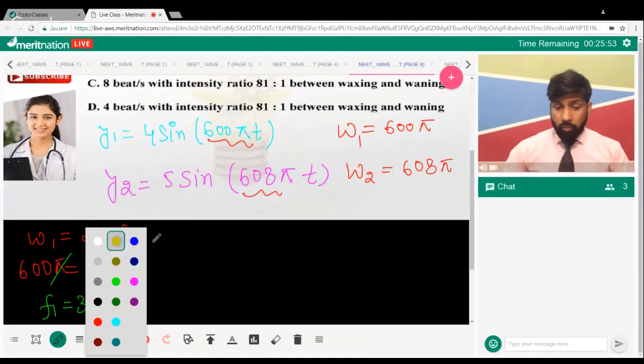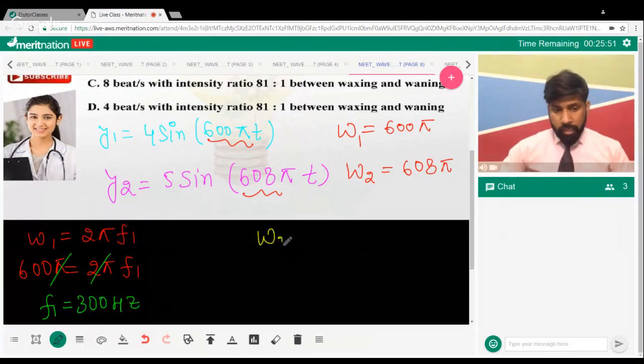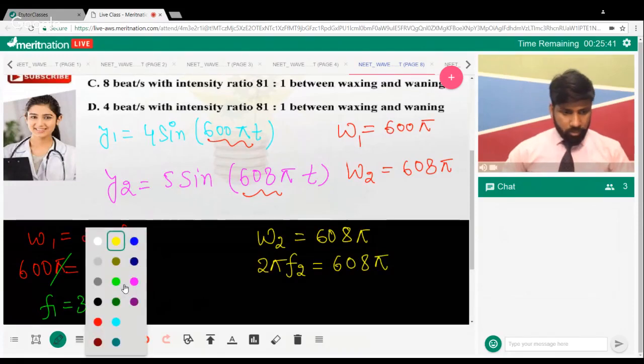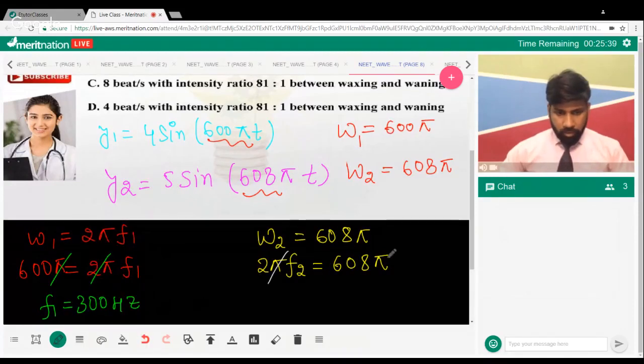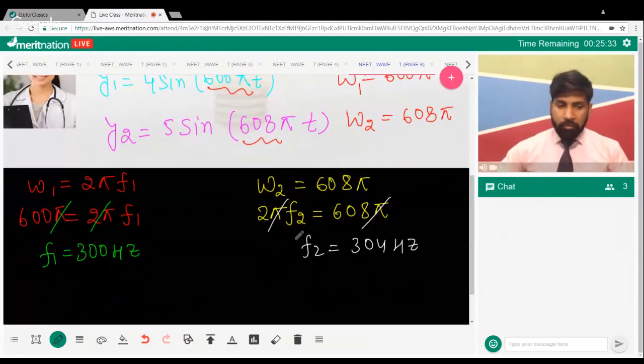What about this one? You can see omega 2 is 608 pi. Omega 2 is 2 pi f2, so 608 pi equals 2 pi f2. Again we can cancel, and I think f2 is 304 hertz. So we have calculated f1 and f2.